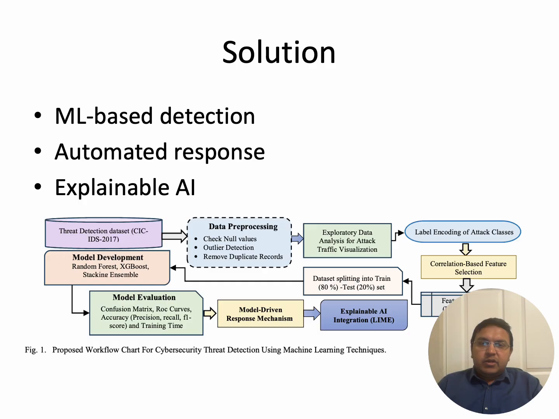The third component is explainable AI using a technique called LIME. I will explain more about LIME in the upcoming slides. Security analysts cannot blindly trust a black box model. So LIME gives us local explanations for each prediction, showing which features drove the decision. This is critical for trust, compliance, and forensic investigation. Together, these three components create a framework that is accurate, actionable, and transparent.